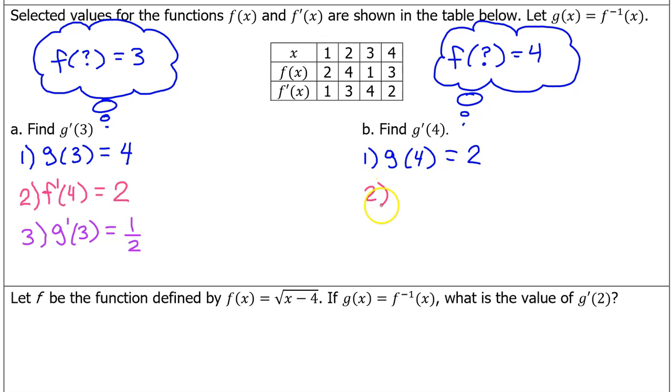Step 2 is to find f prime at the answer from step 1. On the table, we see that f prime at 2 is 3. In step 3, we can write the final answer, g prime at 4, which is the reciprocal of the answer from step 2.